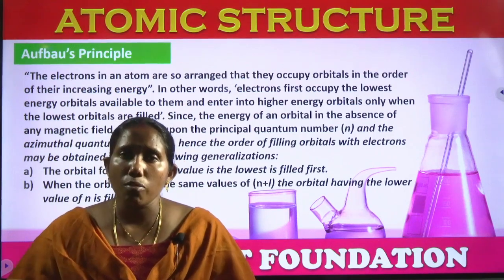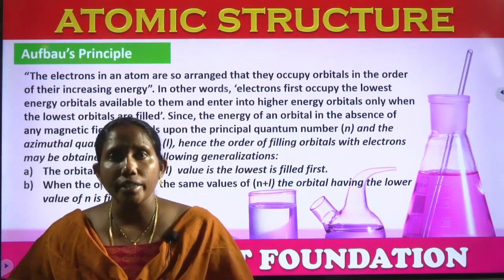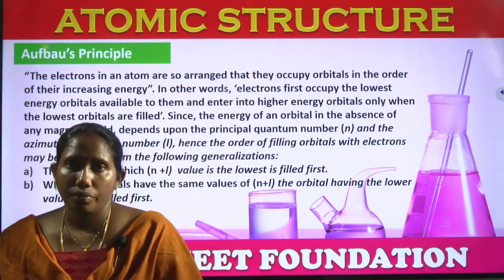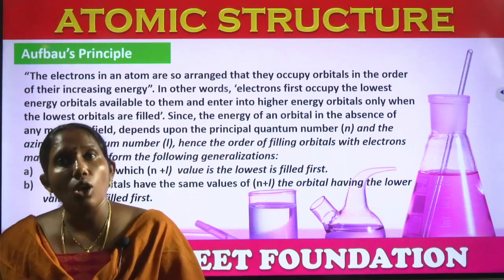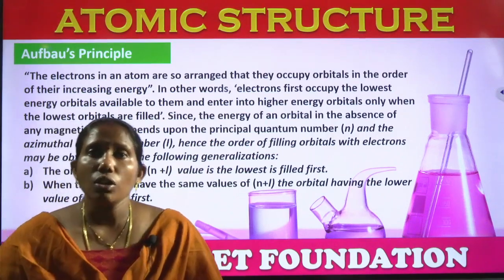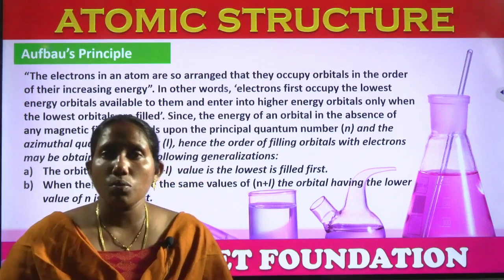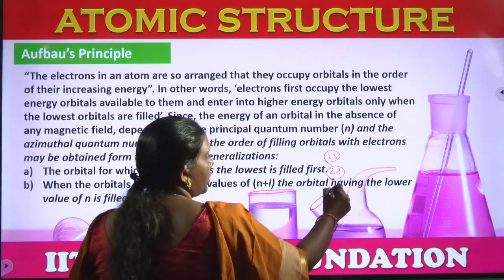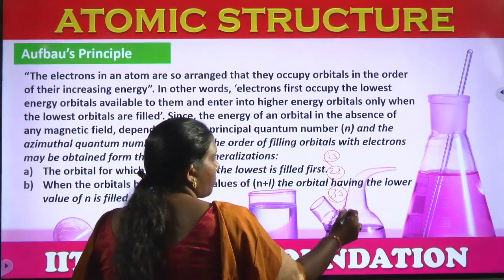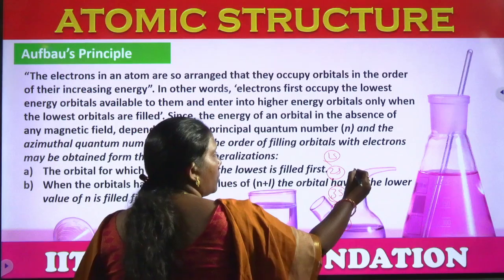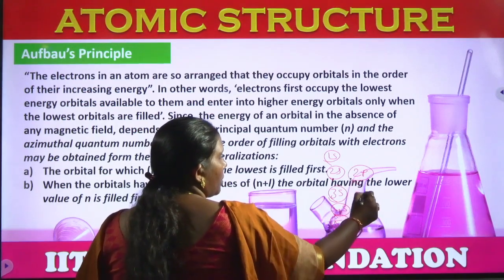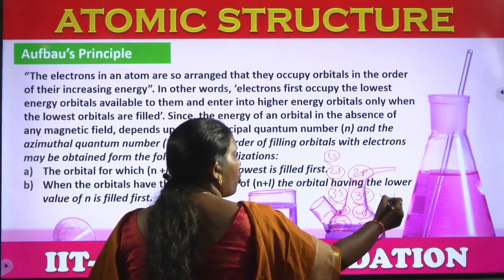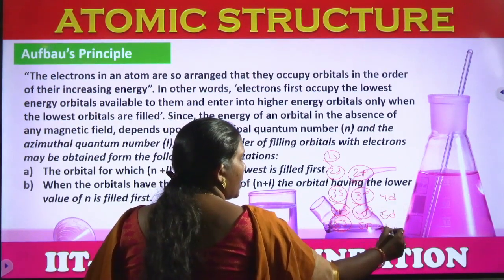So what is the Aufbau principle? The electrons will enter into the orbital which has the lowest energy first. Electrons enter first into the lowest energy orbital. How do we find that lowest energy orbital? That is what the Aufbau diagram helps with. 1s, 2s, 3s, 4s, 5s, then 2p, 3p, 4p, 5p. While talking about 4d, 5d and 6d, like that we will write.